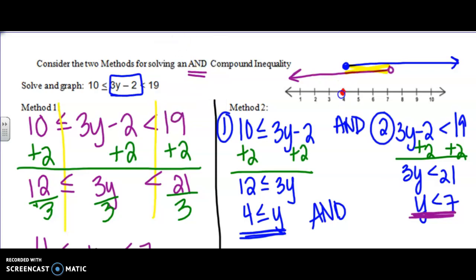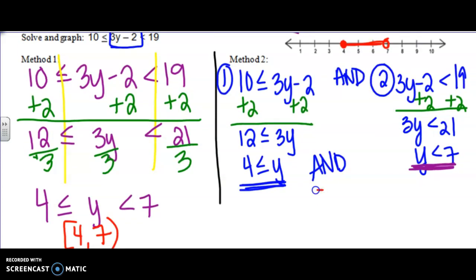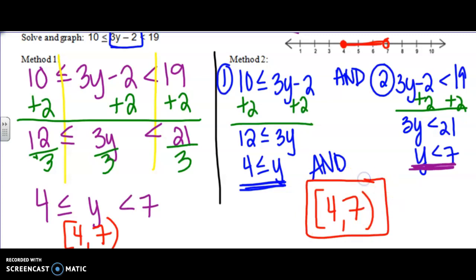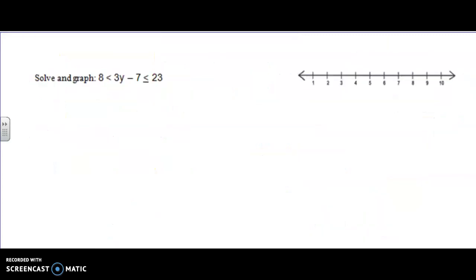The graph, listen carefully. If it contains all three of these, I will mark it wrong. It can only contain the final answer graph. The blue and the purple are there to help you find where they overlap. Now I can write my answer in interval notation, [4, 7), parenthesis and bracket, and I'm good to go. So hit pause, try this one on your own.